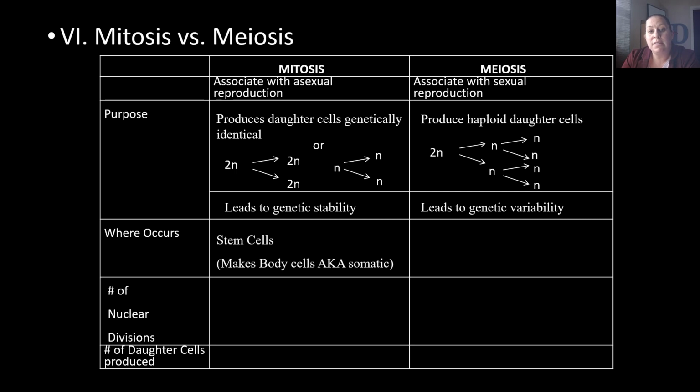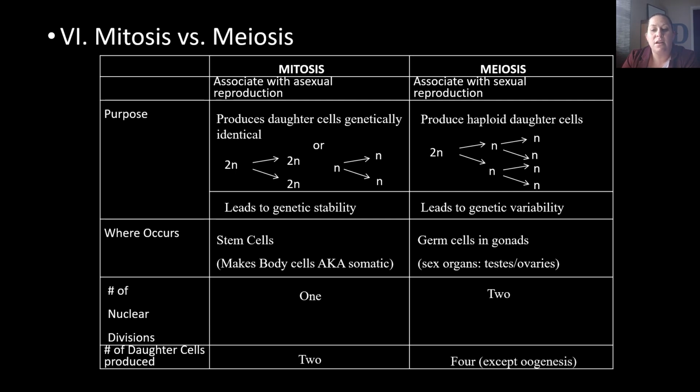Mitosis occurs in your stem cells, also known as your body cells or somatic cells. Meiosis occurs in your germ cells, which are the sex organs, testes and ovaries. Mitosis has one nuclear division, whereas meiosis has two. And mitosis produces only two daughter cells, where meiosis produces four. The exception there, though, is oogenesis, or egg formation, in animals.